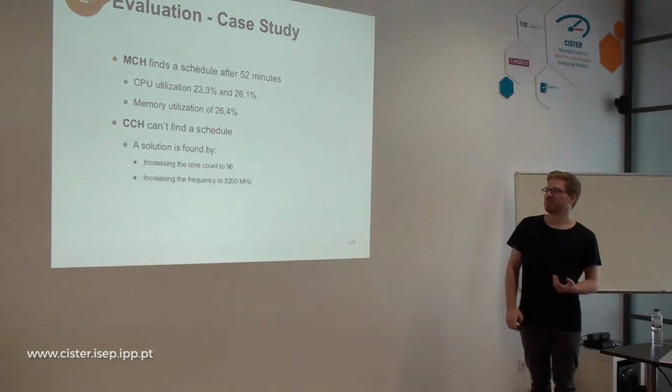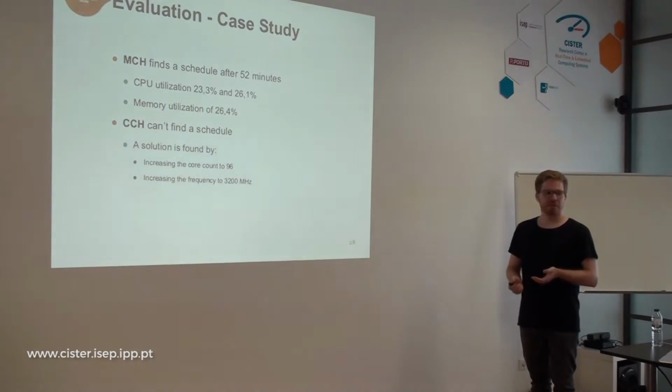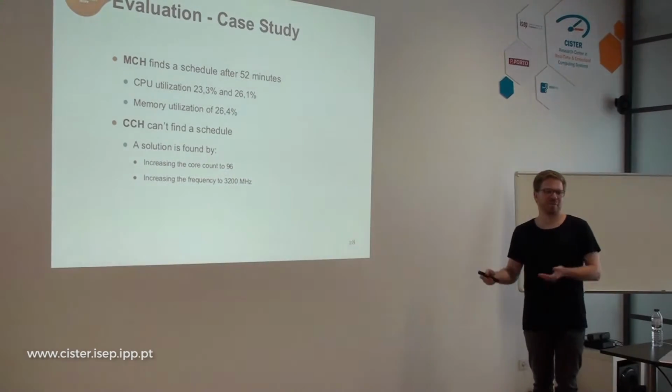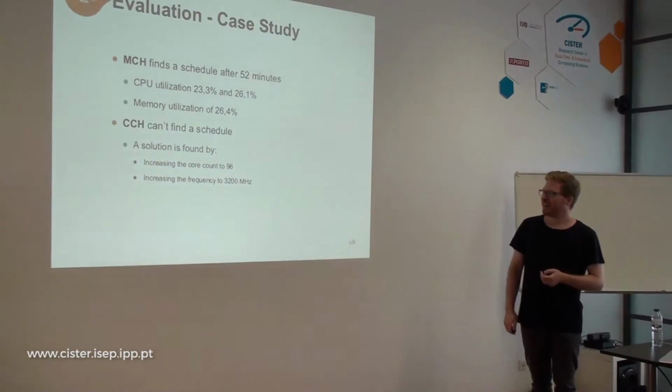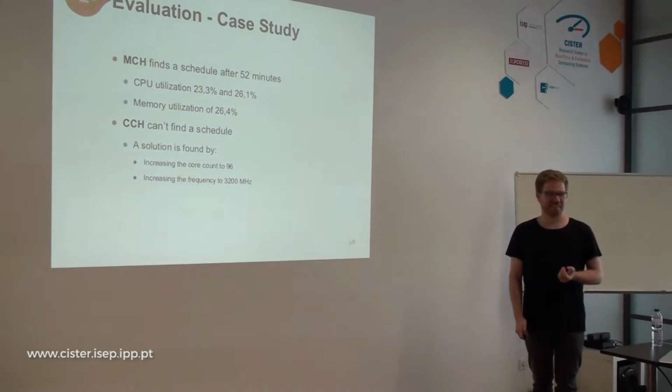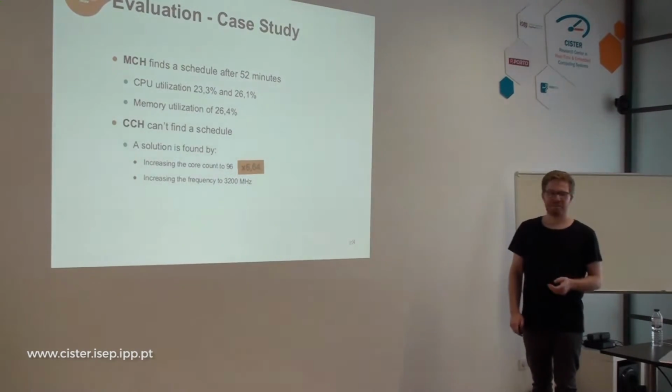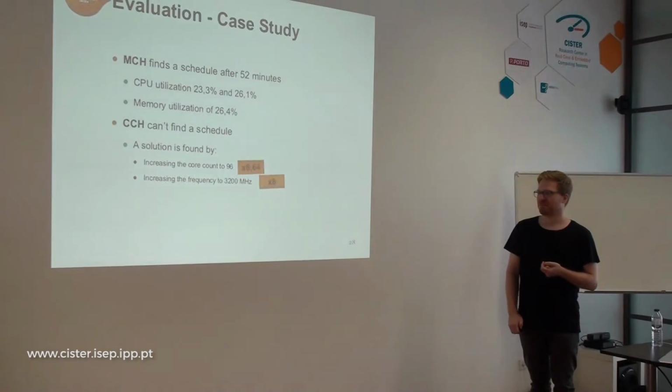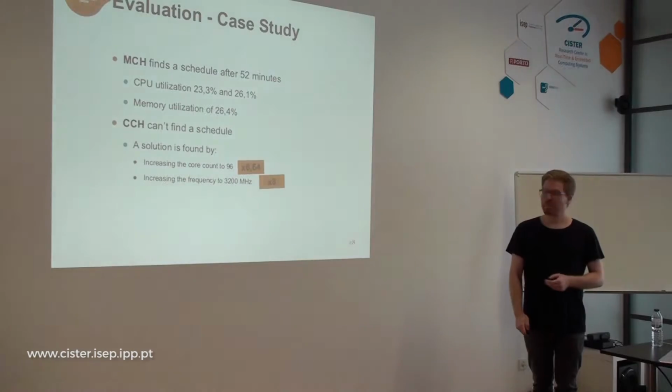On the other hand, if we try to schedule with the core-centric heuristic, we can't find a schedule. So we try to adjust the hardware parameters to see at which point it actually becomes schedulable. And it turns out we have to either increase the core count of the cluster to 96, which is an increase by a factor of 6.64, or we have to increase the frequency by a factor of 8. Both of them don't seem doable, because it would underutilize the system even more.